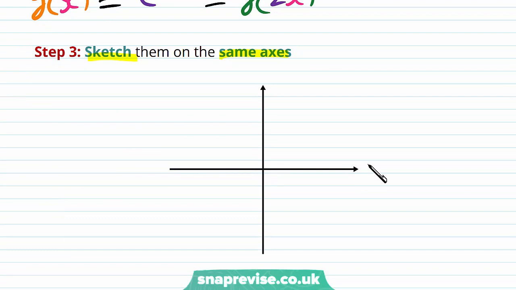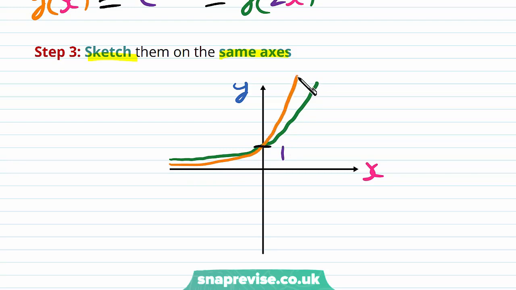We have our x and our y axes. They both pass through the y-axis at 1, but our y equals e to the x will start slightly higher and be less steep, and our y equals e to the 2x will start slightly lower but get steeper.